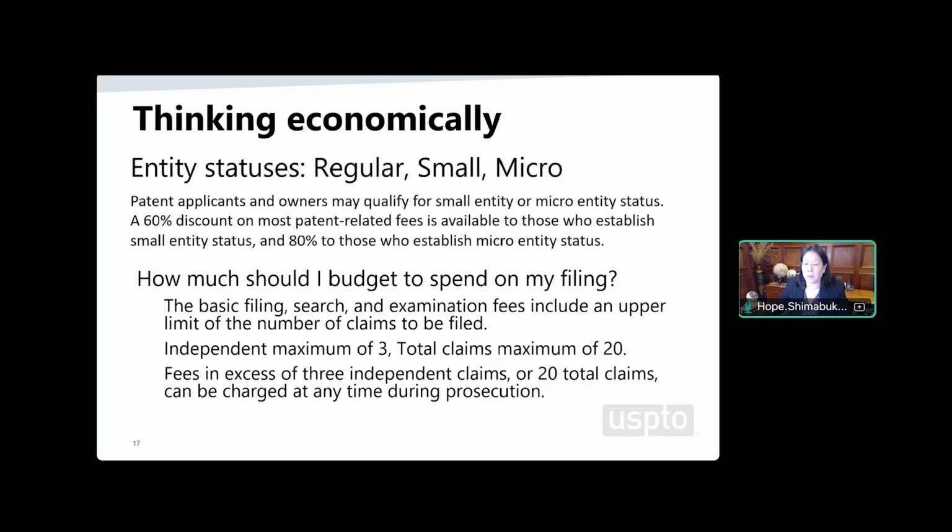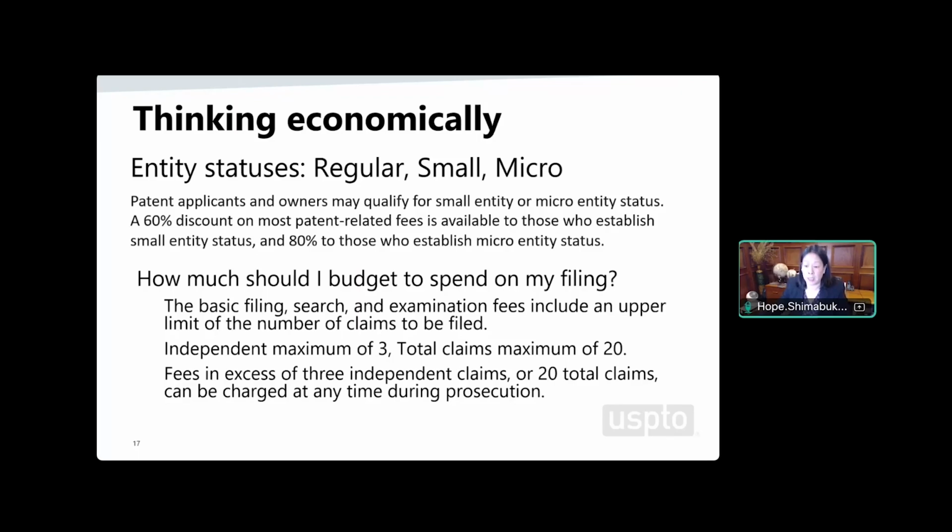Another thing to think about as well is to think economically about your application. We're all on a budget. And so, unfortunately, prosecution and the preparing of the application is not free. When you're actually filing a non-provisional application, you are required to pay a basic filing, search, and an examination fee.